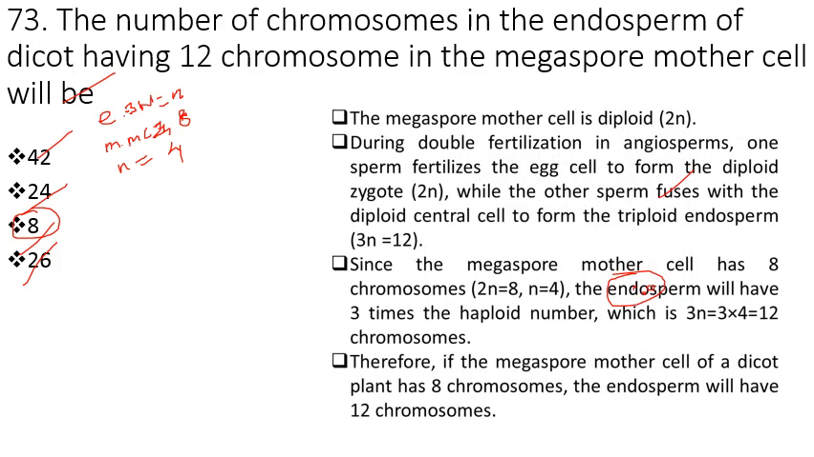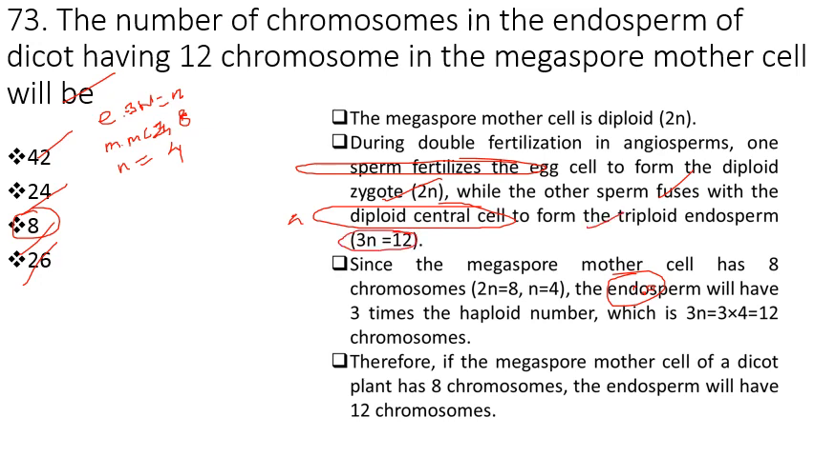So the megaspore mother cell is diploid. During double fertilization in angiosperms, one sperm fertilizes the egg to form a diploid zygote, while the other sperm fuses with the diploid central cell, also known as polar nuclei. They form triploid endosperm. Here the chromosome number is 12.